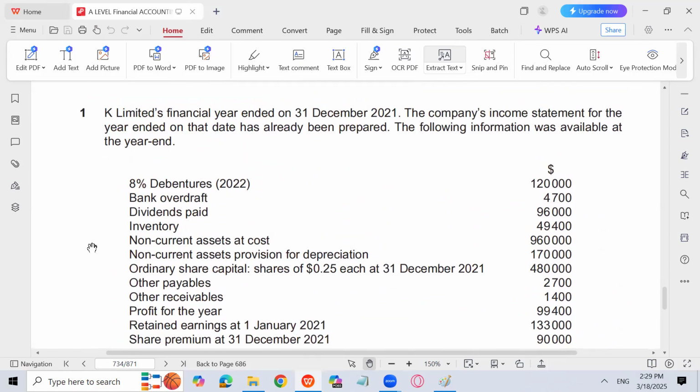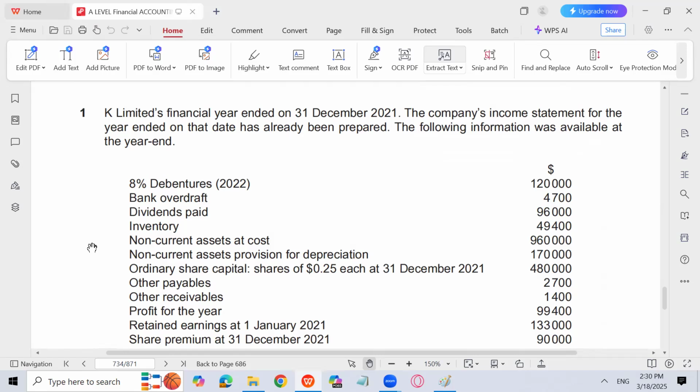So K Limited, May, June 22, 23, financial year ends on 31st December 2021. So our financial year will end on 31st December 2021. The company's income statement for the year ended on that date has already been prepared. The following information was available at the year end. So it means that income statement has already been prepared. Means statement of profit and loss has already been calculated.